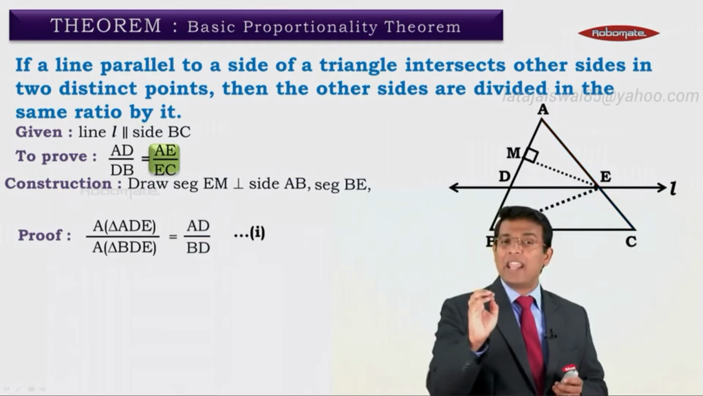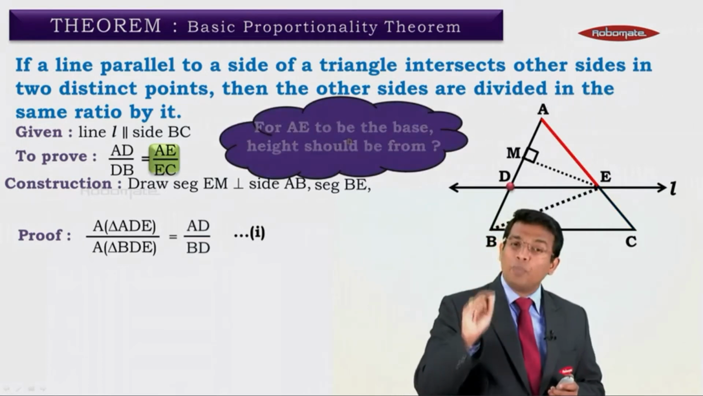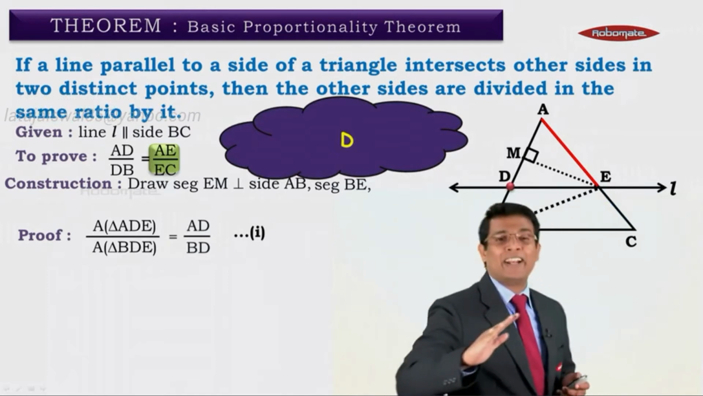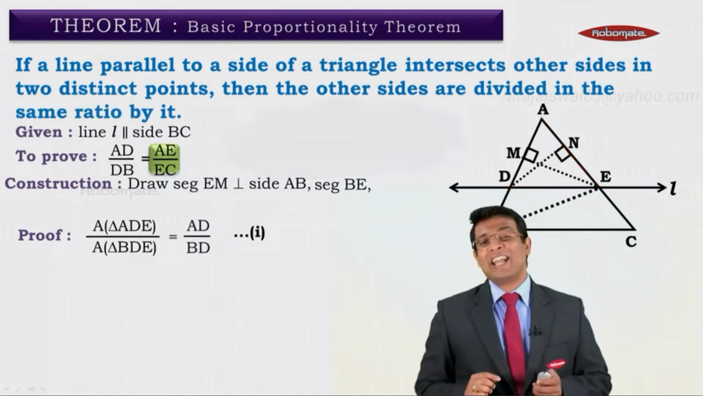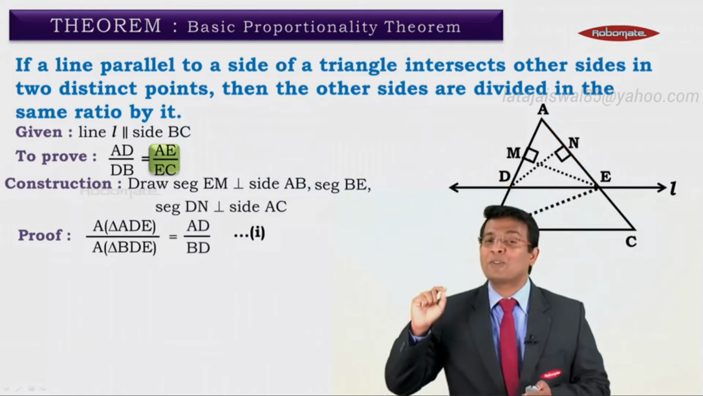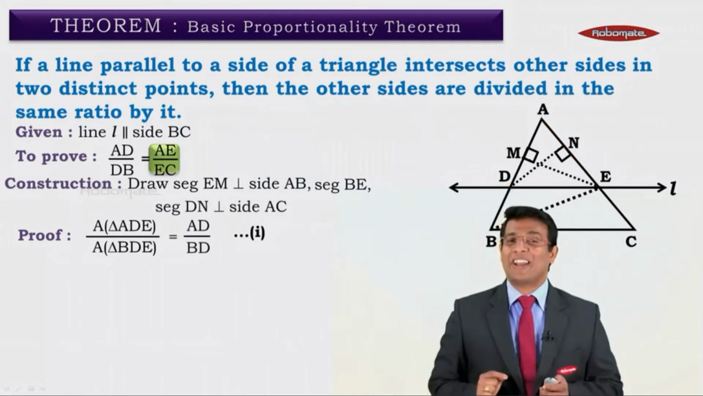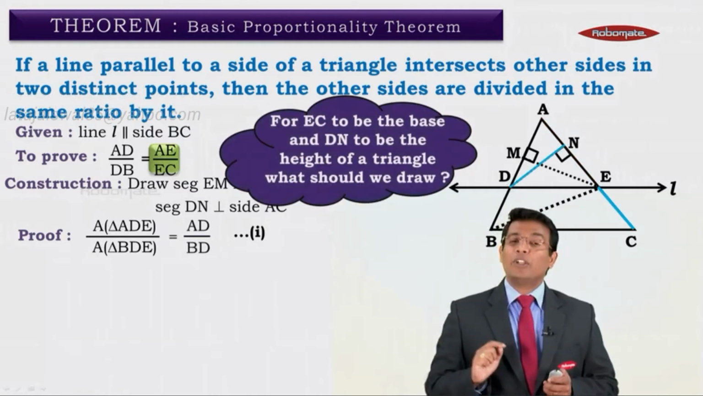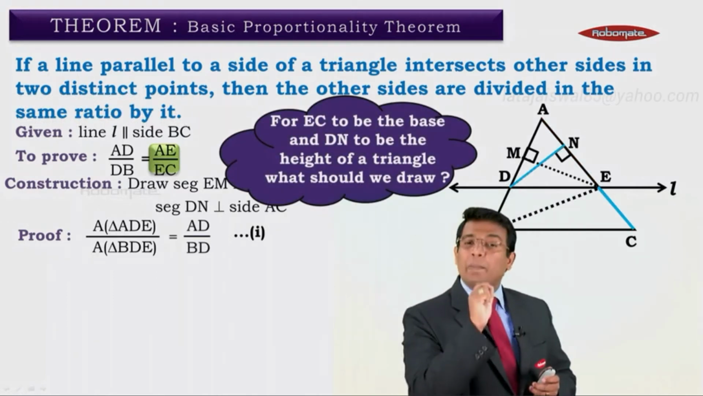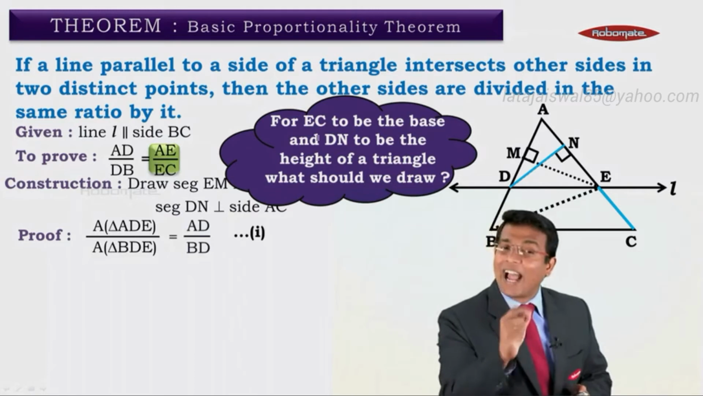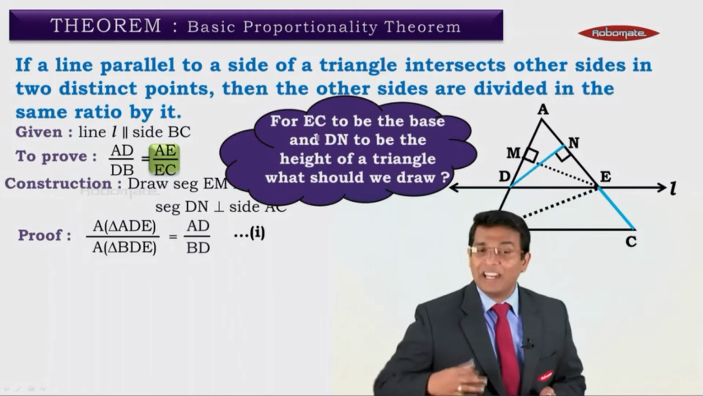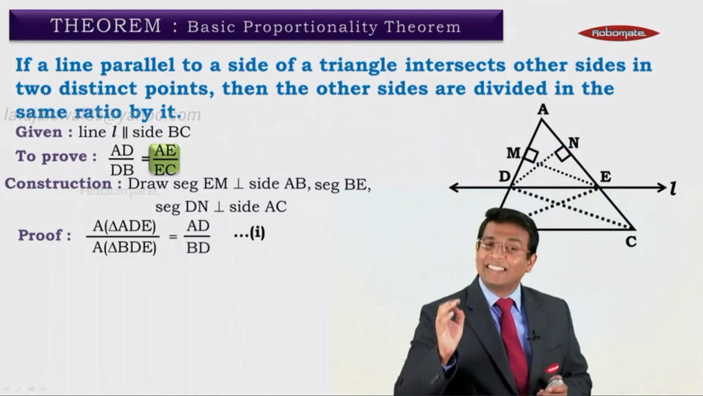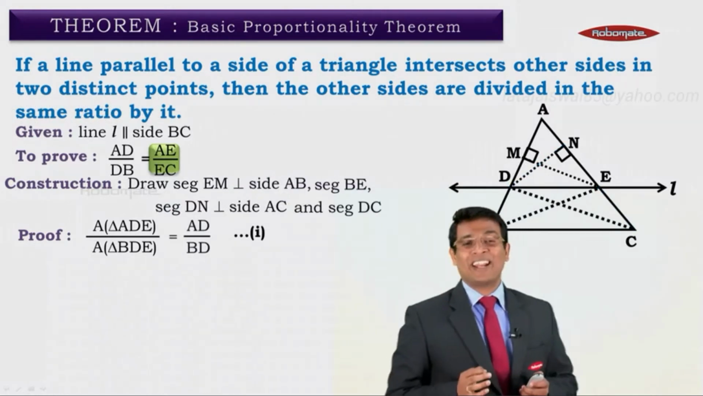If AE is the base, the height should be drawn from where? It has to be from D, and we draw that height, that is drawing DN perpendicular to AE. That happens to be the next construction which we have. In the same way, for EC to be the base and DN to be the height of a triangle, to create the next triangle, what should we draw? We need to draw that segment DC, and that is the next construction which we write there.